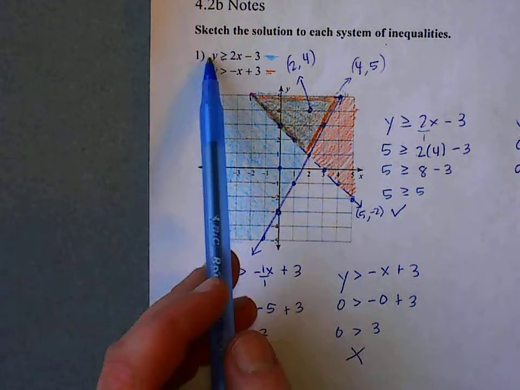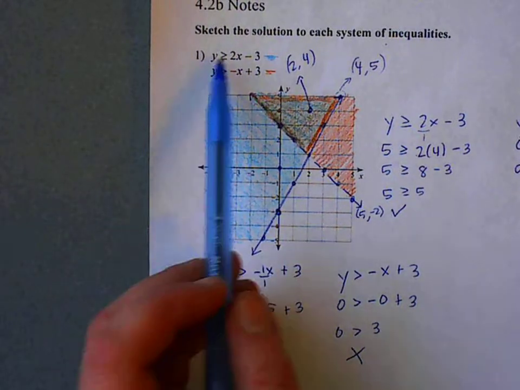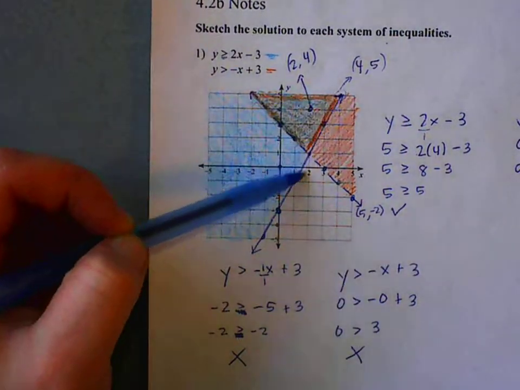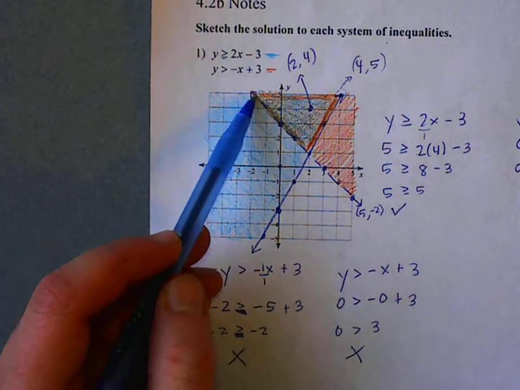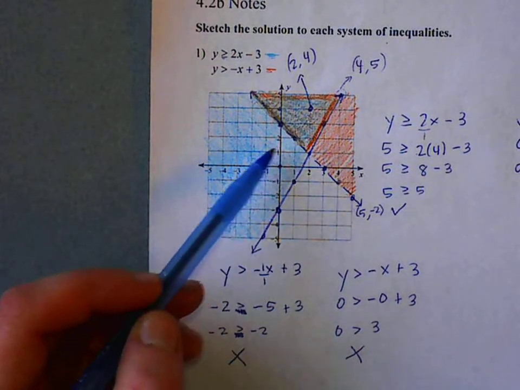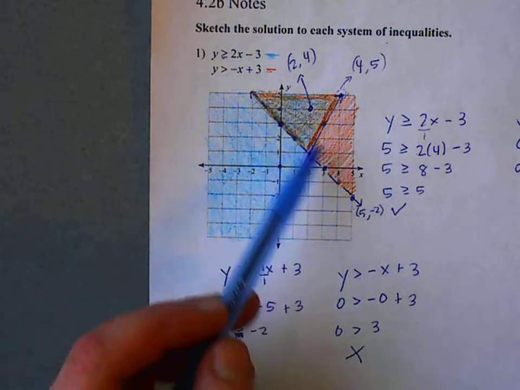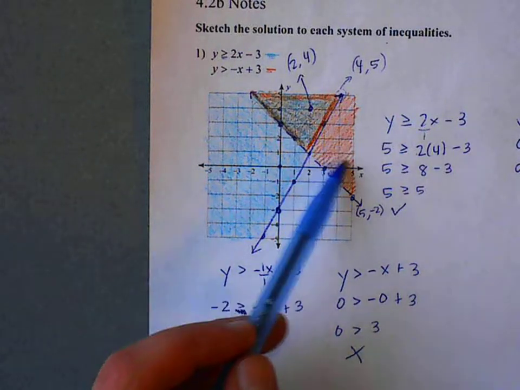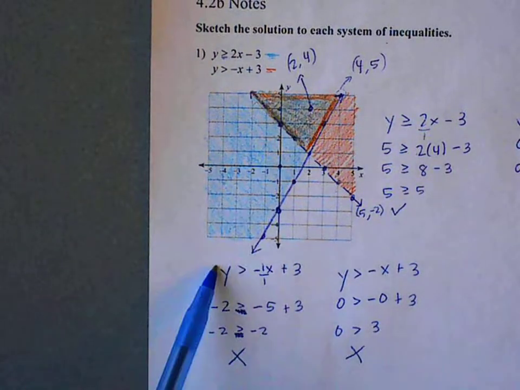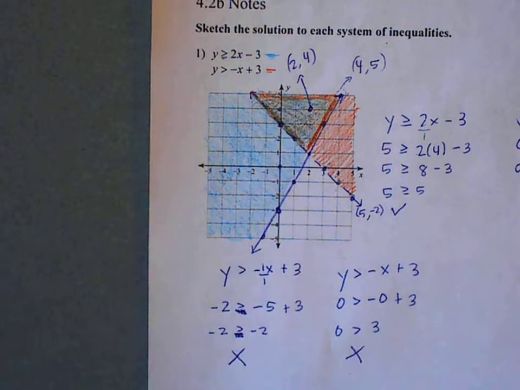You have to graph the first one, and remember, if it's equal to, then you can color in the line solid. If it's not equal to, you've got to make it dotted. And then you pick and see which x's and y's on which side of the line work, and then you find what works for both.